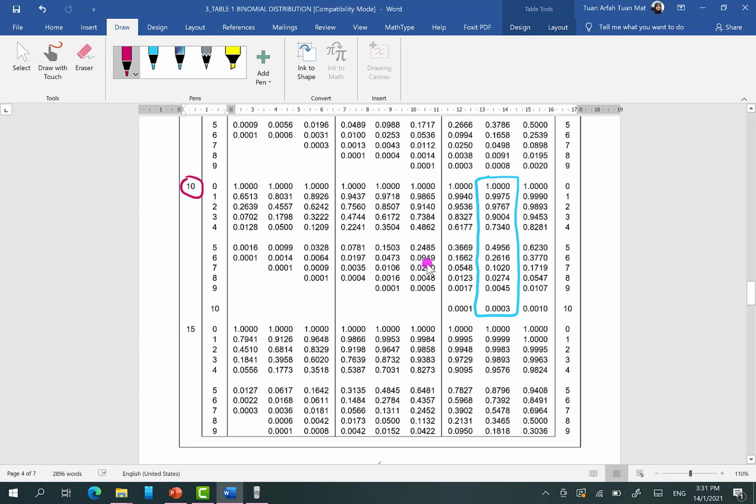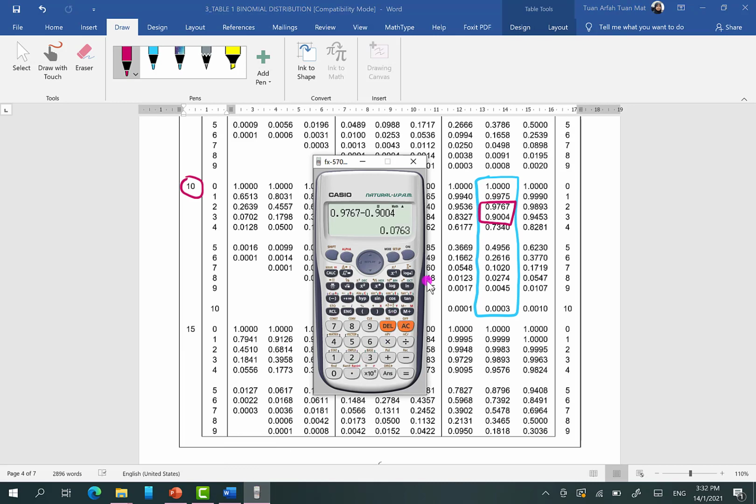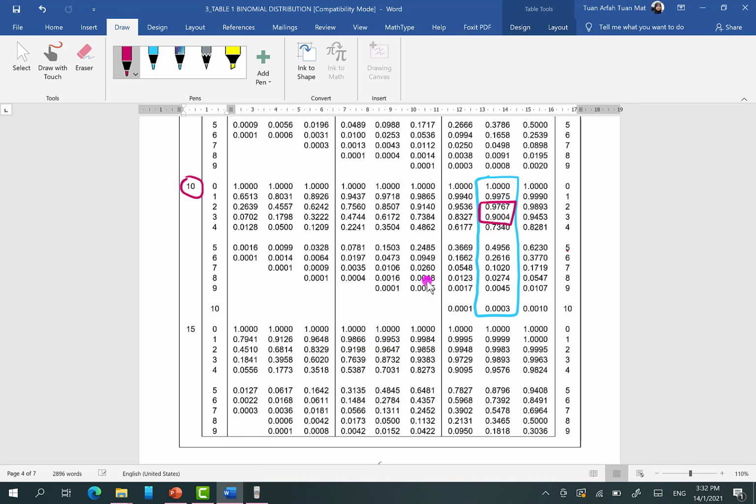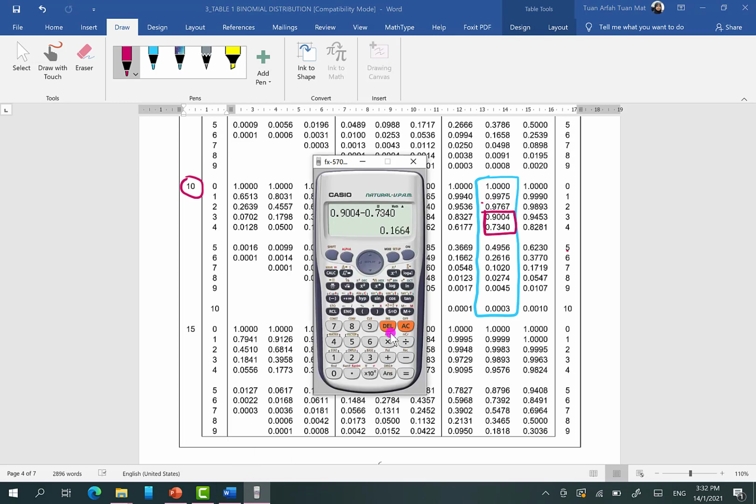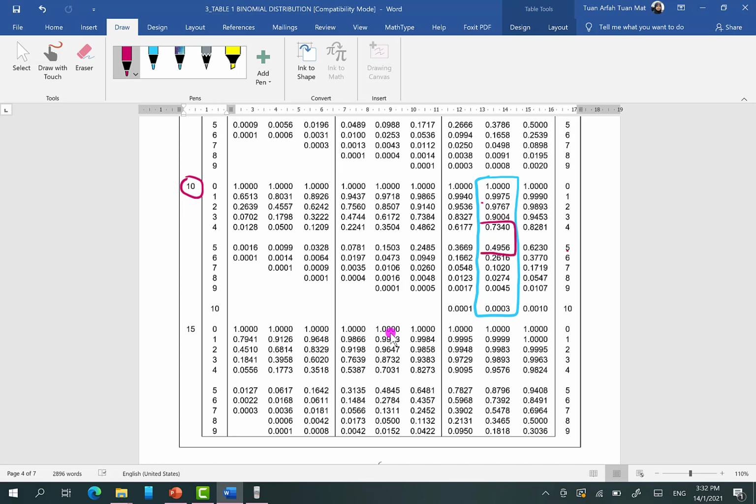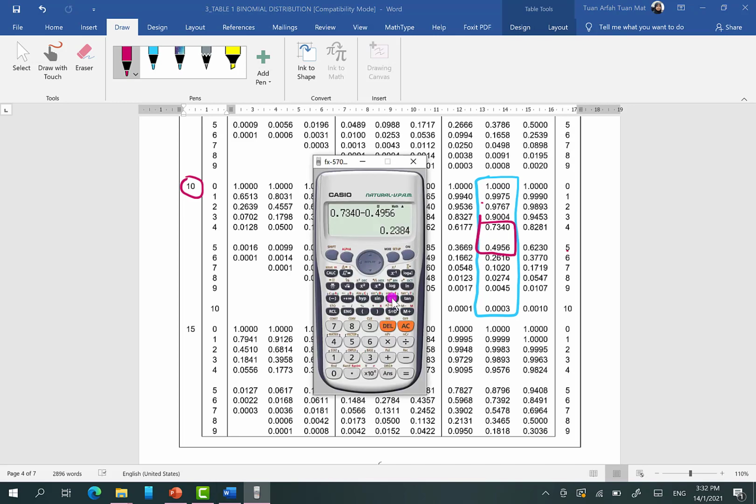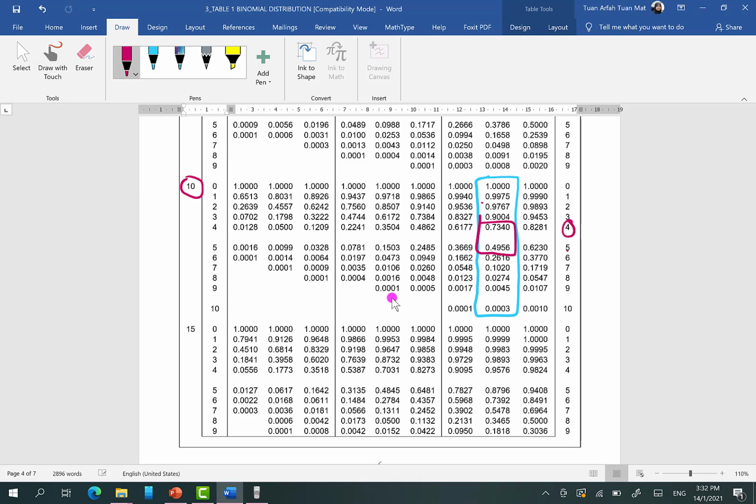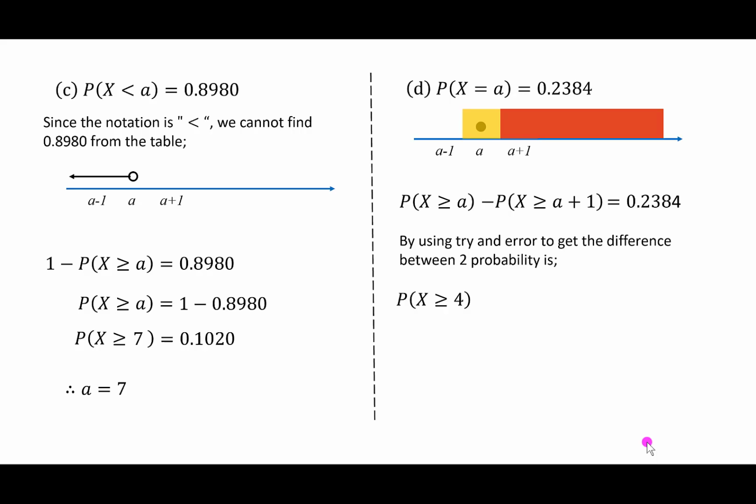Then next we try, still not the answer, so we try again. We try 3 and 4. Okay, no. 4 and 5. Okay, that's the answer. Means that the probability that we are looking for is x greater equal than 4 minus x greater equal than 5. So we write x greater equal than 4 minus x greater equal than 5.